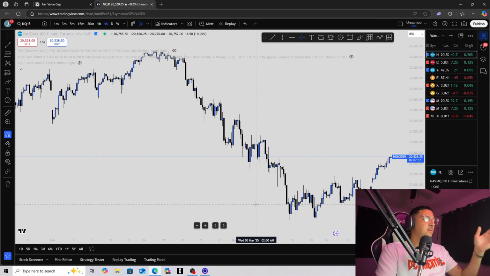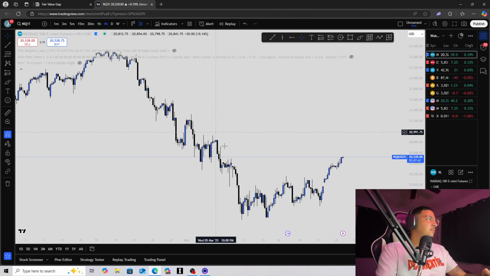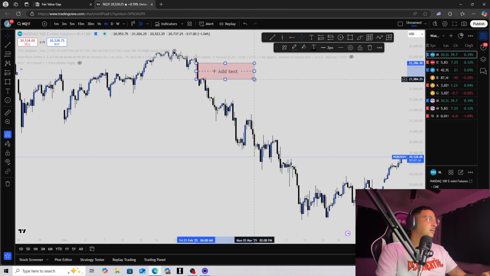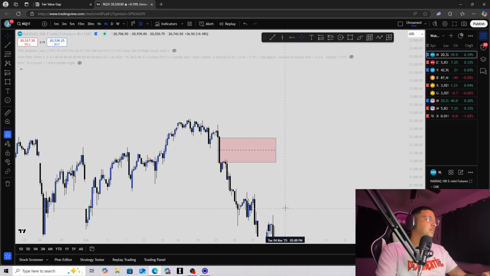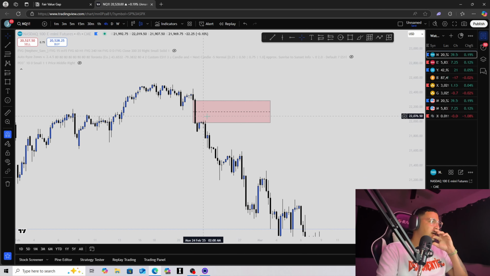You're gonna see imbalances in the 4 hour, the daily, the weekly, the 5 minute, the 3 minute, the 1 minute. The higher the time frame, the more it respects it, and the more likely price is to go to it. So if you see a fair value gap, let's say on the 4 hour, we see a bearish fair value gap right here. You guys can see we have a really big bearish fair value gap on the 4 hour, right?